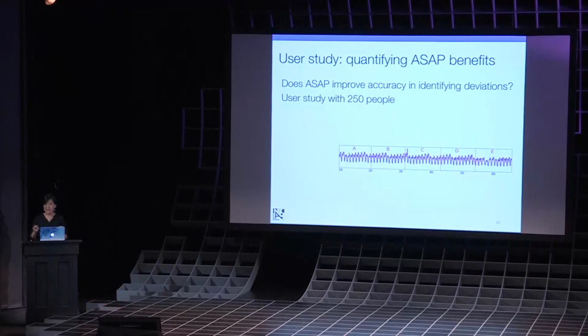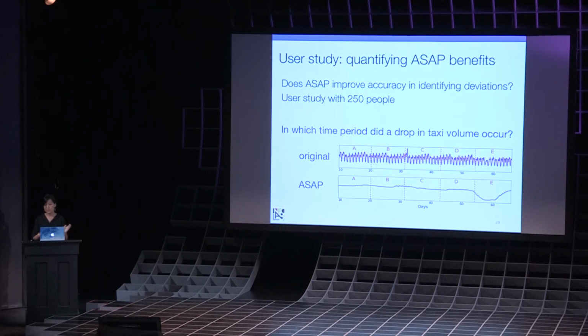For each user and each dataset, we show them an example time series. For example, here is a time series of the taxi volume in New York City. We divide the time series into 5 regions, and we ask them, in which time period do you think a drop in taxi volume happened? In this case, this is the original plot, and the drop happened in region E due to the Thanksgiving break. We also randomly show the users either the original time series or the ASAP smoothed time series.